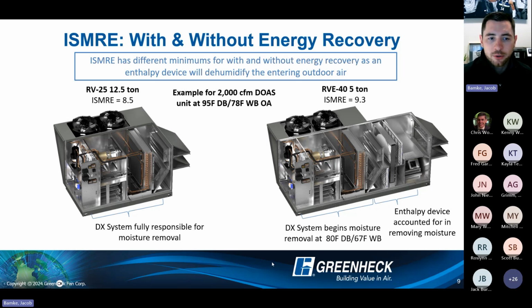And the reason being is you can see, for example, on the left, without energy recovery, you have a DX system that is fully responsible to remove all the moisture. When you add energy recovery on, that's a total enthalpy device. So it actually reduces your moisture content as well before it enters the DX system. So even though I'm really humid outside, I'm taking a lot of that humidity out from my energy recovery device. So now my system doesn't have to work as hard, which means I don't have to spend as much energy on the same exact CFM. And that's where your efficiency values are changing a little bit.